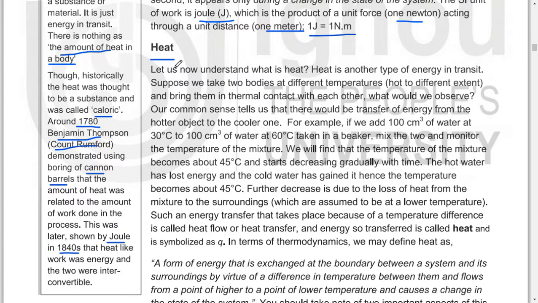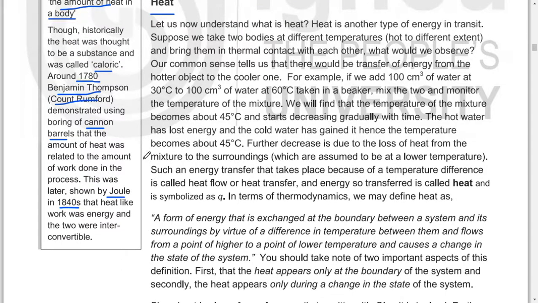For example, if we add 100 cm³ of water at 30 degrees Celsius to 100 cm³ of water at 60 degrees Celsius taken in a beaker, mix the two and monitor the temperature of the mixture, we will find that the temperature of the mixture becomes about 45 degrees Celsius and starts decreasing gradually with time. The hot water has lost energy and the cold water has gained it, hence the temperature becomes about 45 degrees Celsius. The further decrease is due to the loss of heat from the mixture to the surroundings, which are assumed to be at a lower temperature.